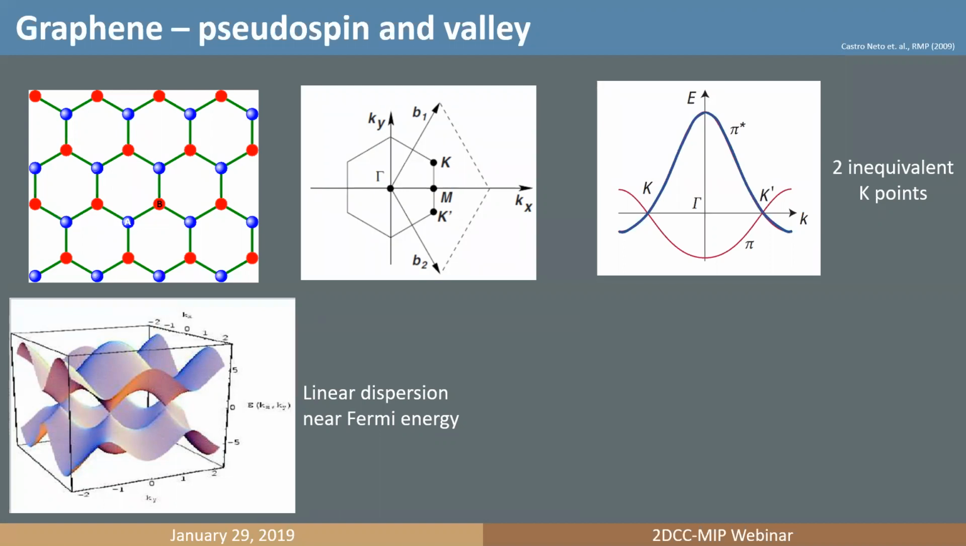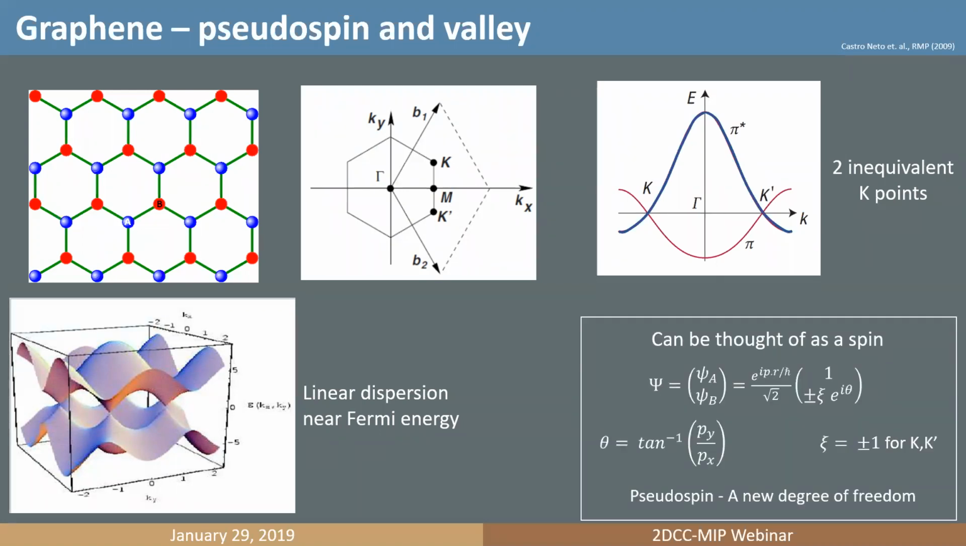And so what we can imagine is that the unit cell of graphene has two atoms. So we can imagine that the wave function of graphene consists of two components, describing how electrons are delocalized between the two sublattices, A and B. Or equivalently, we can also describe it as how electrons are distributed in the two valleys, K and K prime. So this two-component wave function can be thought of as a spin, which is a new degree of freedom that we can now manipulate.